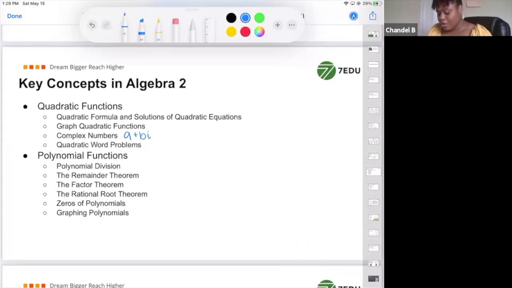So polynomial functions, you've seen them before. You probably just didn't know they were called polynomials. An example could be like x cubed plus 2x squared plus x plus 1. So you'll talk about dividing polynomials, remainder theorem, factor theorem, rational root theorem. You'll talk about zeros or x-intercepts of polynomials and how to graph polynomials.